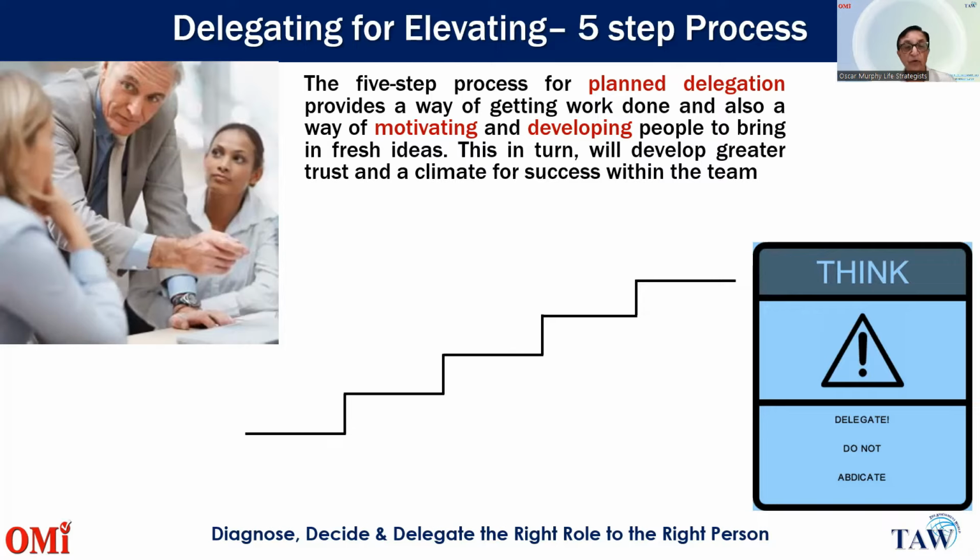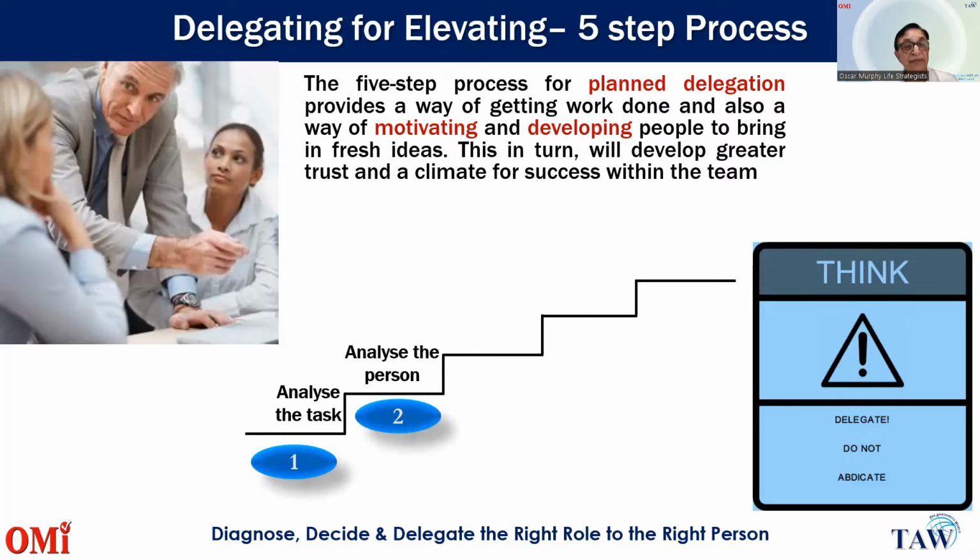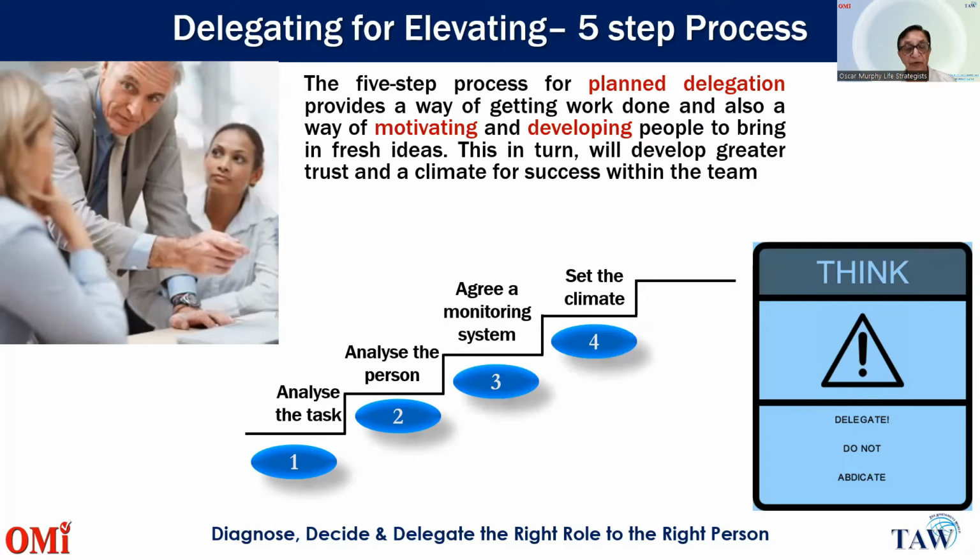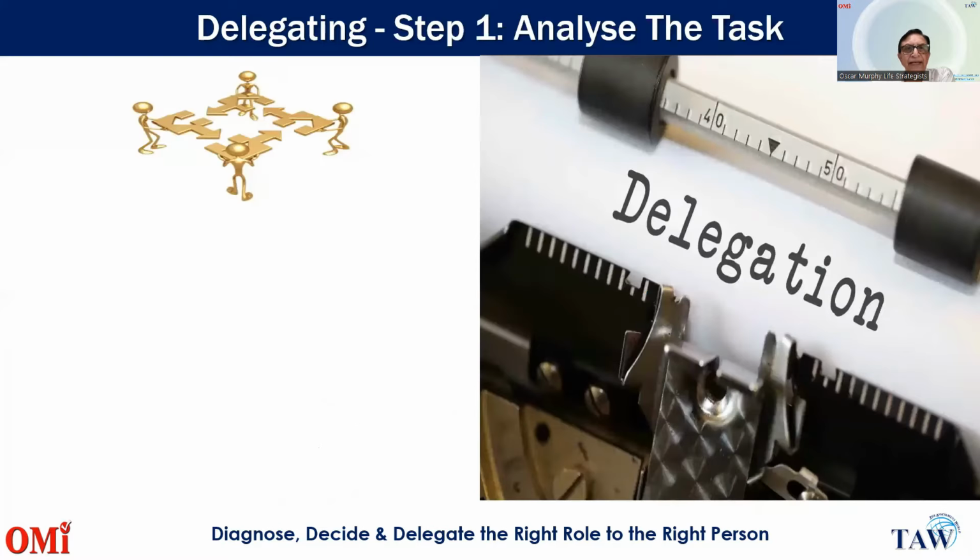So if you need to diagnose, if you need to decide and delegate the right role to the right person, we need to look at the 5-step process. Step number 1, analyze the task. Followed by step number 2, analyze the person. So we are doing both, analyzing the task as well as the person who is the right person for that task. Then we move on to step 3, agree on a monitoring system. Step 4 is set the climate so that the performance happens and the delegation becomes effective. And step 5 is to review the progress periodically. Let's go in a little deeper and understand.